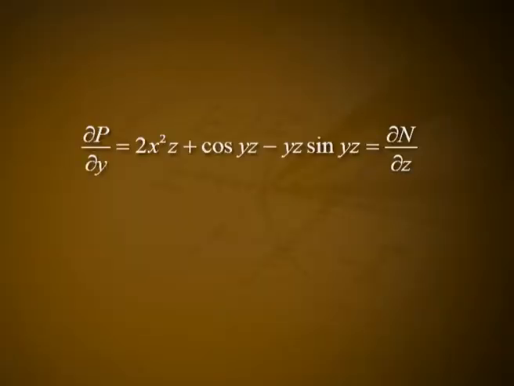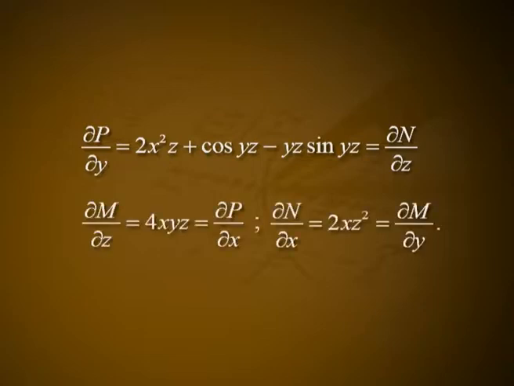Exactness follows from 6, which gives the following. ∂P/∂y is equal to 2x²z + cos yz - yz sin yz is equal to ∂N/∂z. ∂M/∂z is equal to 4xyz, which is equal to ∂P/∂x. ∂N/∂x is equal to 2xz², which is equal to ∂M/∂y.